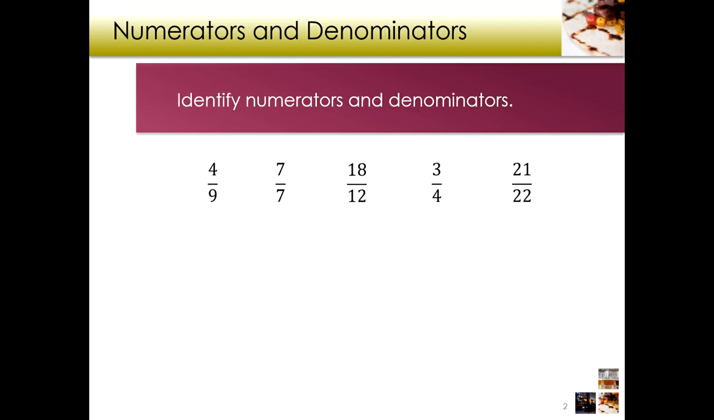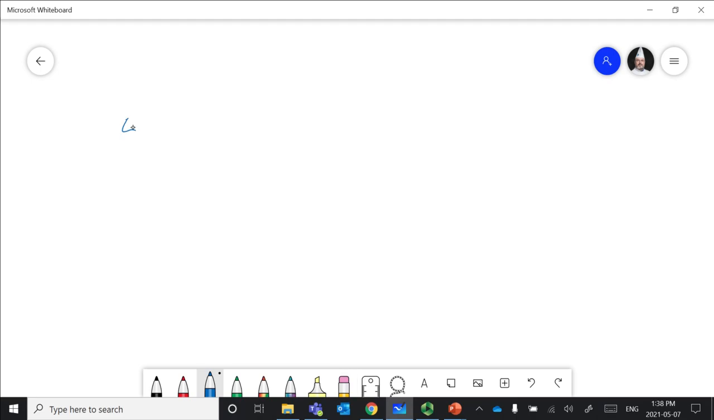So, which of these fractions on your screen are less than 1? Well, first off, we can see 4/9 is less than 1. 3/4 is less than 1. And 21/22 are less than 1. And why are they less than 1? Because if we take 4 divided by 9, we're going to get 0 point something. If we take 3 divided by 4, we're going to get 0 point something. And if we take 21 divided by 22, we're going to get 0 point something, right?